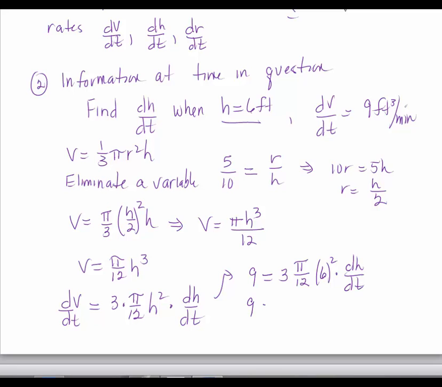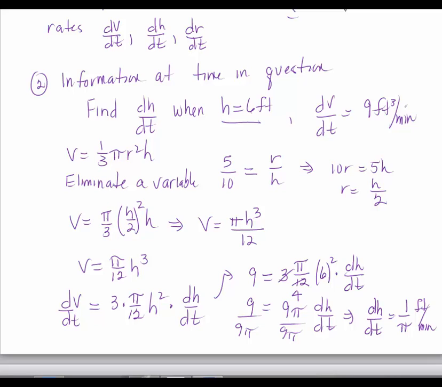So I'm going to simplify this. 9 equals, the 3 will cancel with the 12. This is 36, and so the 4 will cancel with the 36. I'm going to get 9 pi times dH/dt. If I divide both sides by 9 pi, I end up getting, sorry, I'm running out of room here, dH/dt is equal to 1 over pi, and that's going to be feet per minute.